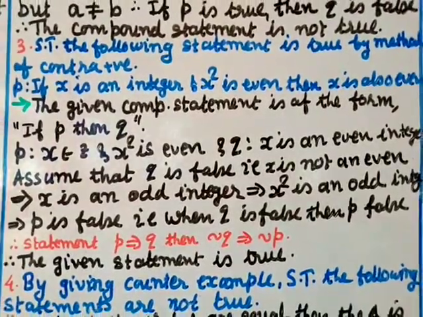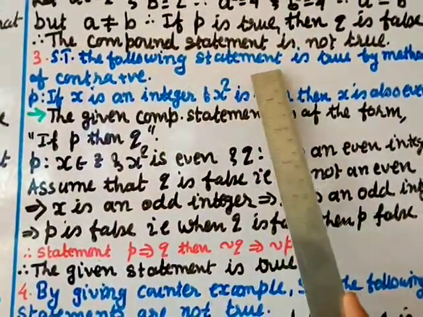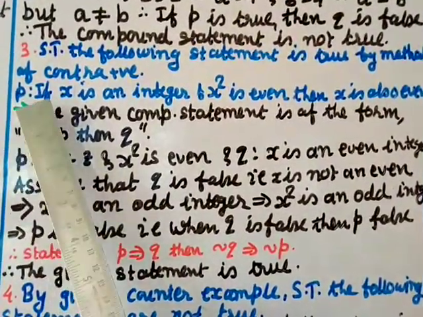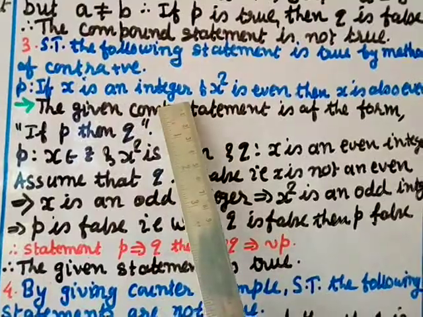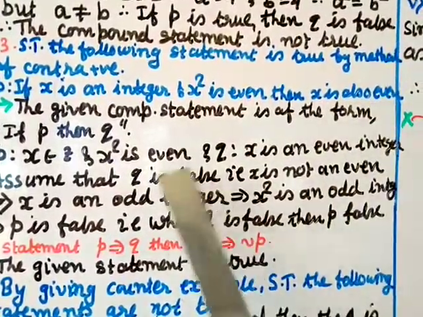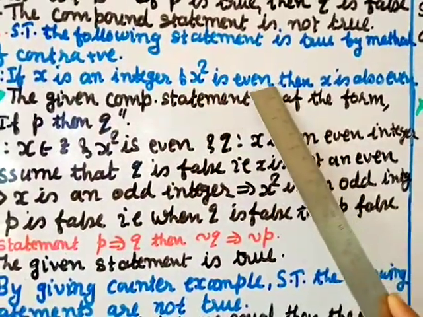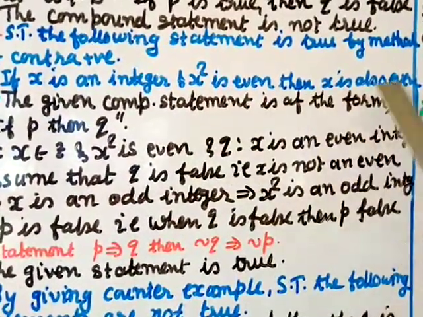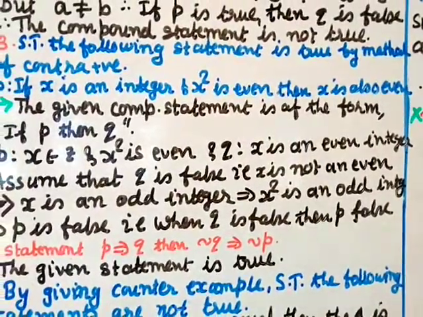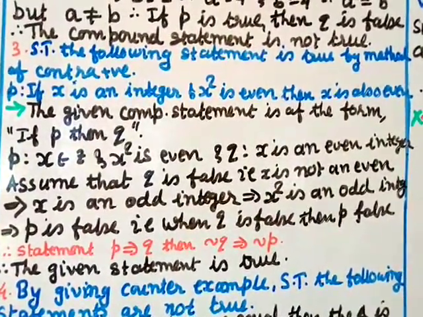Question number 3: show that the following statement is true by method of contrapositive. Statement P: if x is an integer and x square is even, then x is also even. So the first part up to here you call P, and the second part you call Q, and here it is if then. So the compound statement is of the form if P then Q.